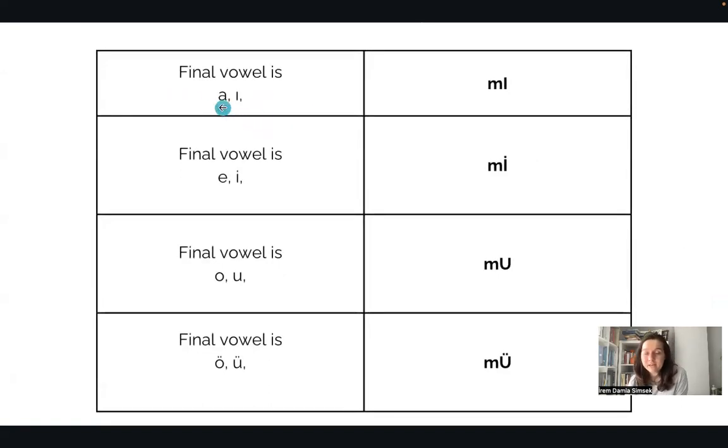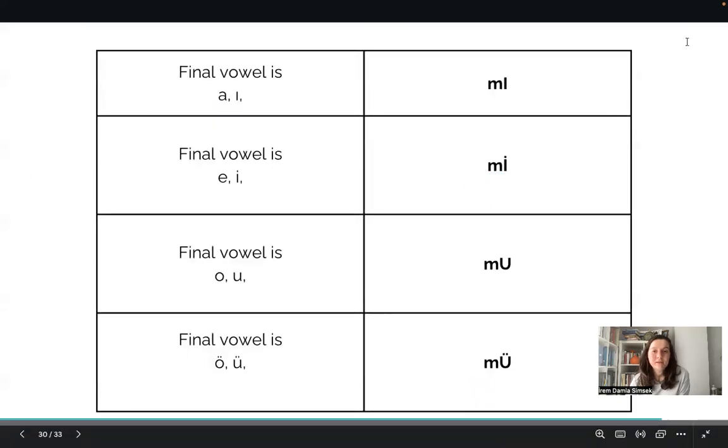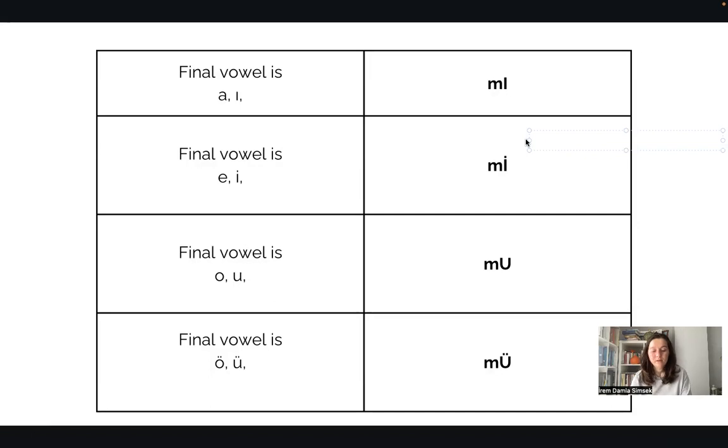So the final vowel is a, mı. Or if the final vowel is e or i, you can use mi. Let me write an example here. For example, let's write student. Öğrenci means student. So if you want to ask, is that a student? Öğrenci mi? I have to use mi to make a question because the final vowel of the word is an i.